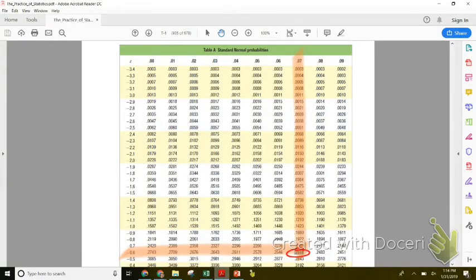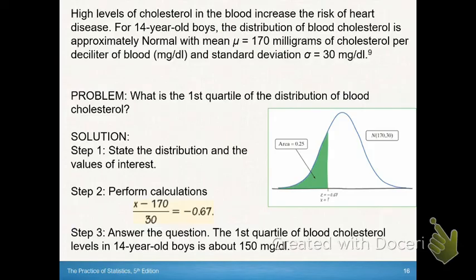If you're using the table, this time you'll look within the table for the closest thing you can find to 25%, which is 0.25. The closest thing we can find is 0.2514. And then you'll look out and up and identify the appropriate row and column, and that's where we're getting the negative 0.67. You could also use your calculator, and again there's a video there in your notes on how to do that.